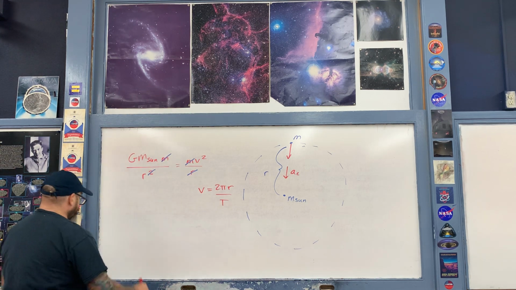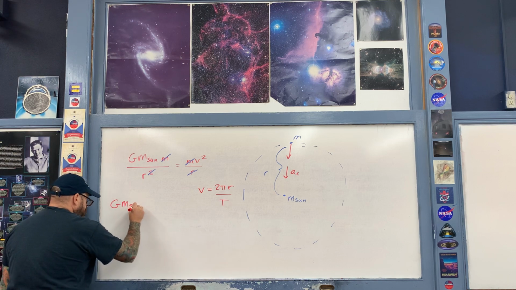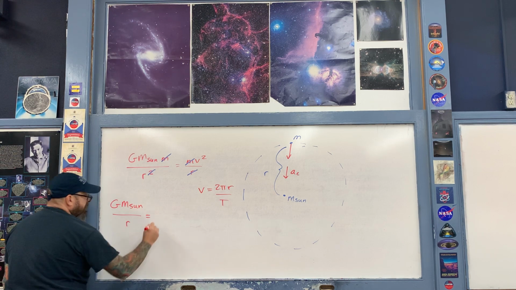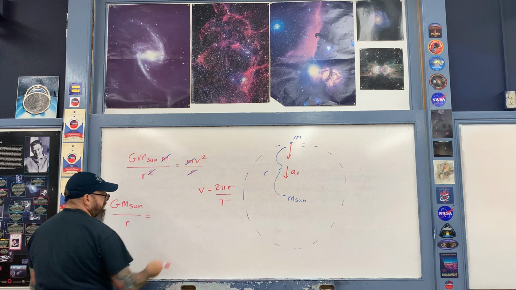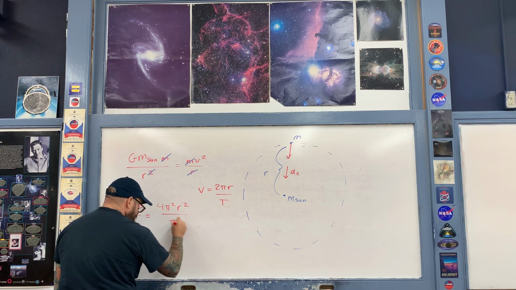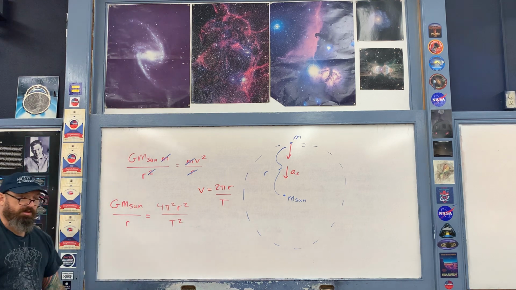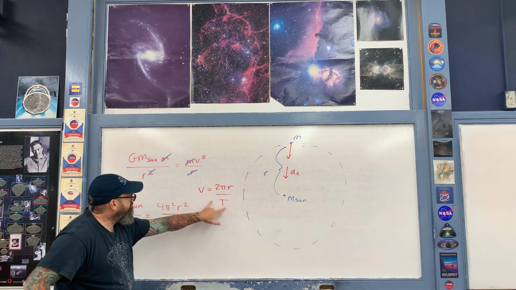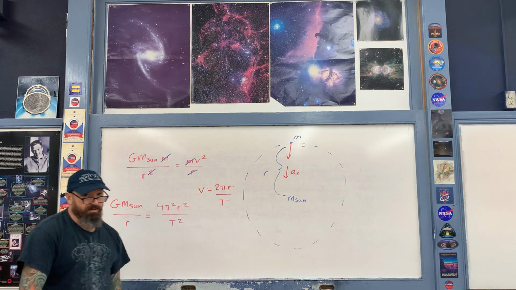So here on the left first, I have G times the mass of the sun over r. And this then equals v squared on the right-hand side of the expression, which is 4 pi squared r squared divided by T squared, like so. So take a look at that carefully. Once again, we take the speed v here, plug it into the expression, and square the terms.